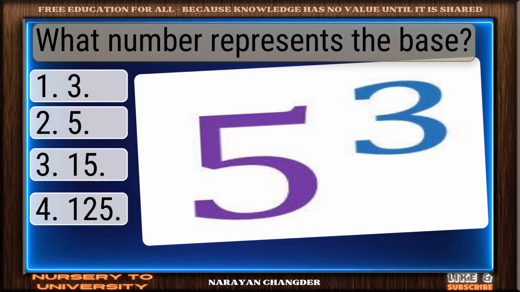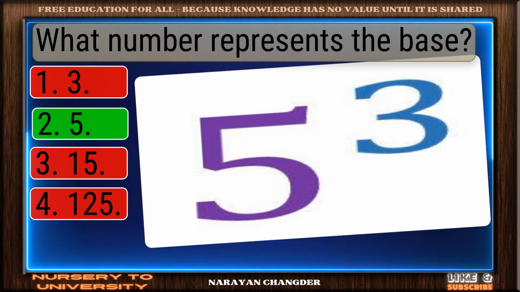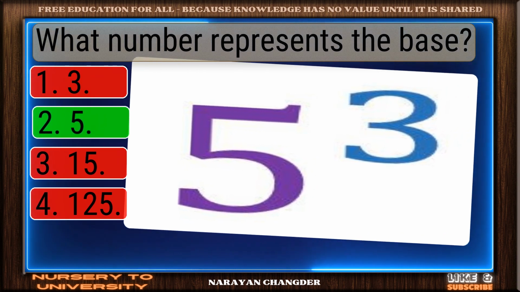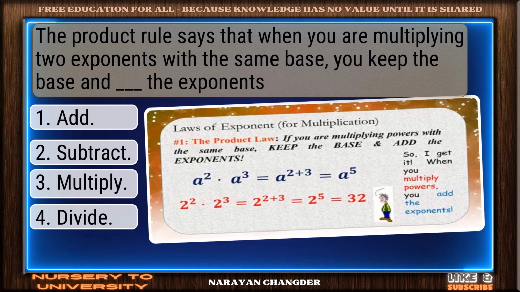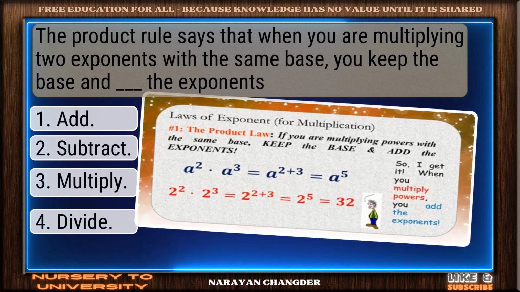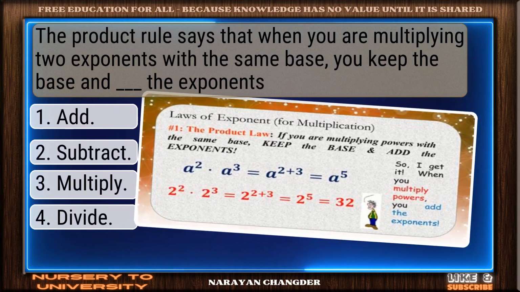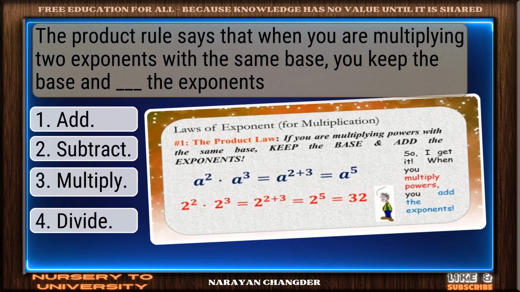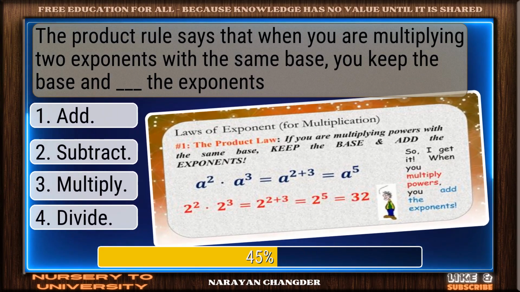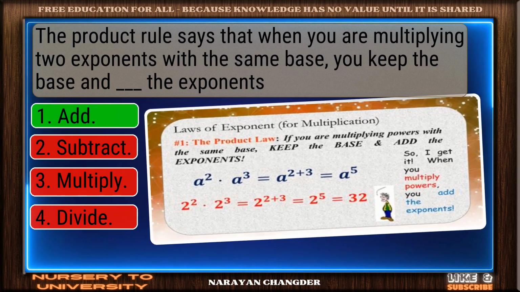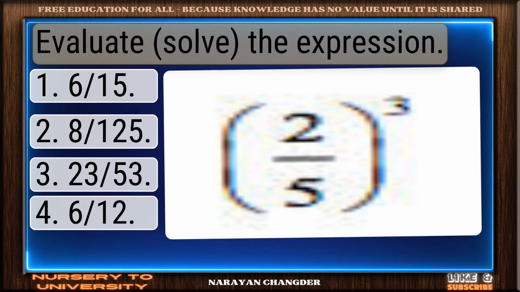What number represents the base? Correct response. 5 is the most accurate answer. The product rule says that when you are multiplying 2 exponents with the same base, you keep the base and dash the exponents. You got it. Your choice ad is right.